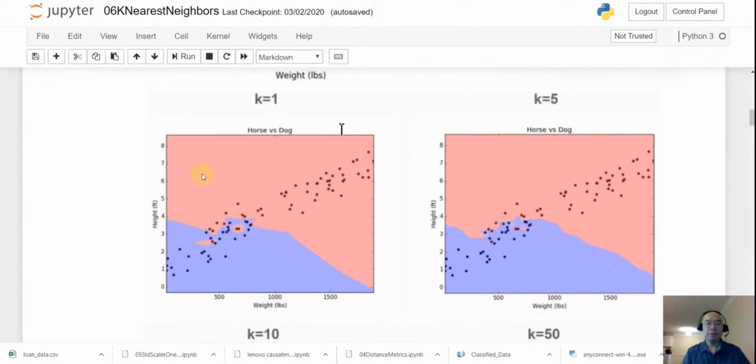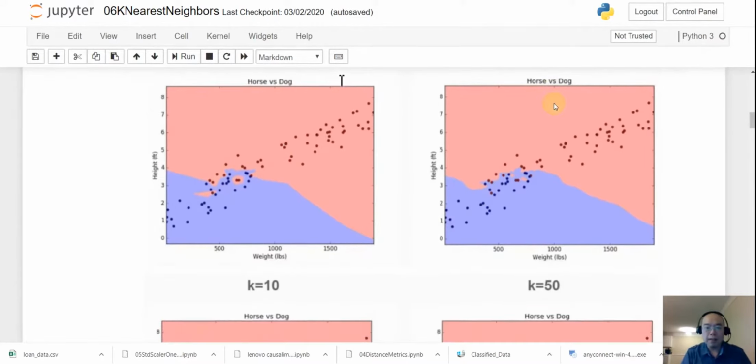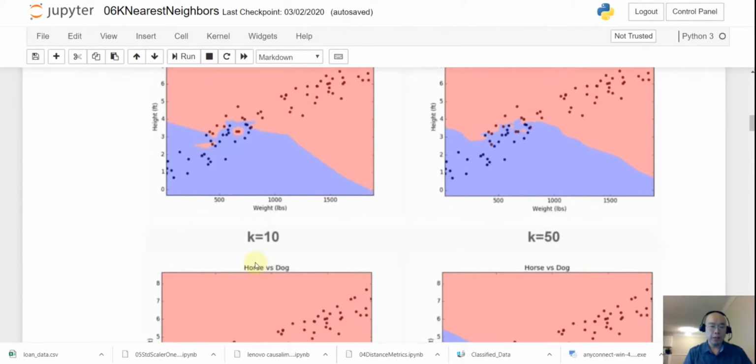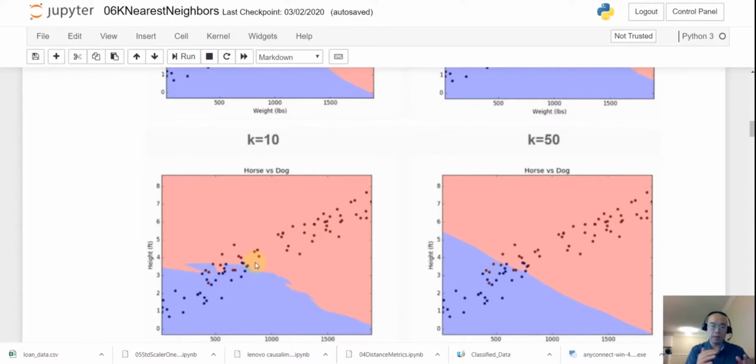If you do k equals 5, the model gets a little bit smoother, and if you do k equals 10, it is even smoother. If we do 50, the decision boundary becomes just a linear boundary. When you pick k large enough, we are just doing majority voting. And when you do k equals 50, I would say it is already over smoothing.